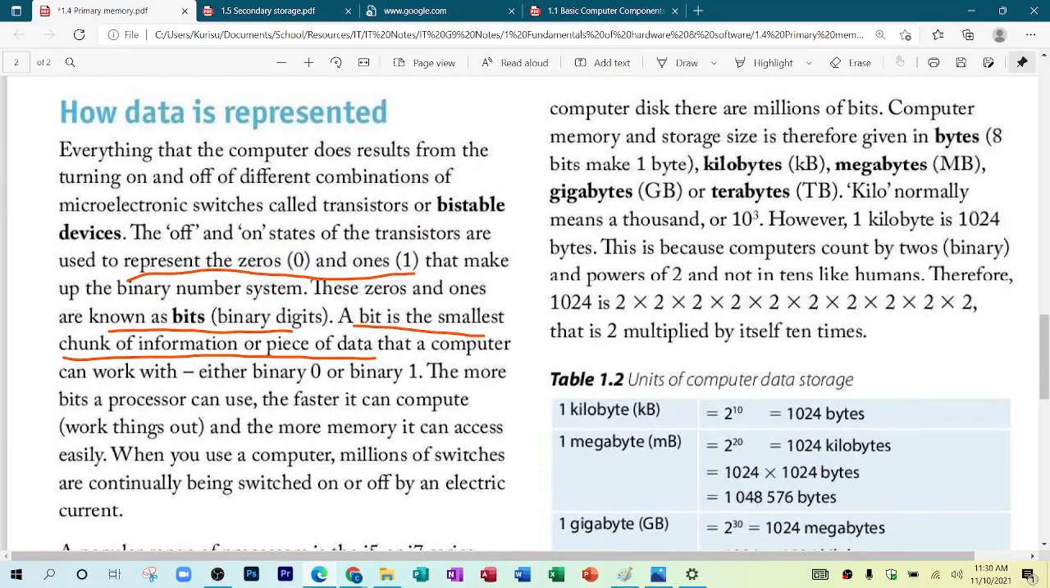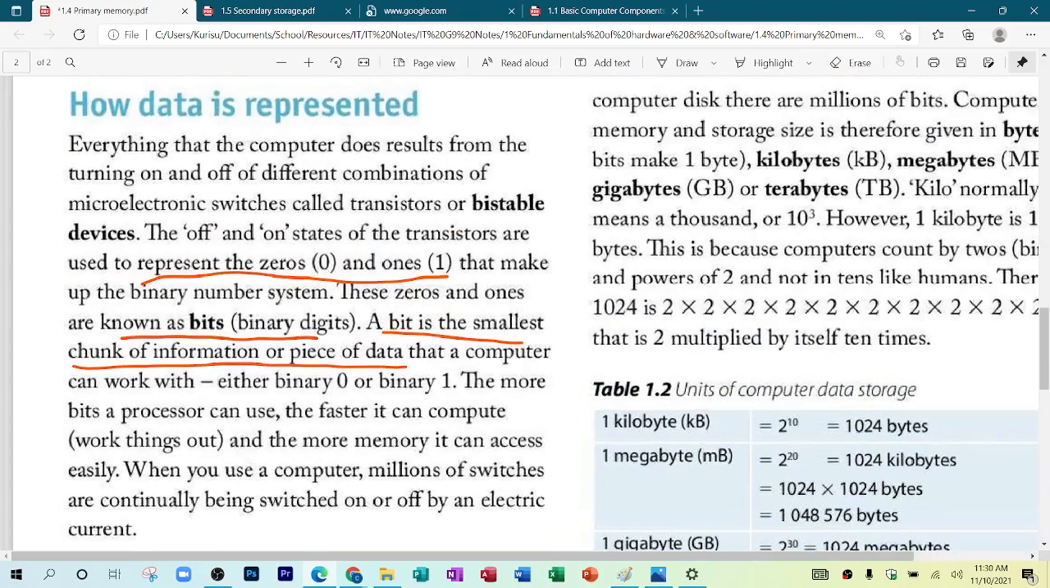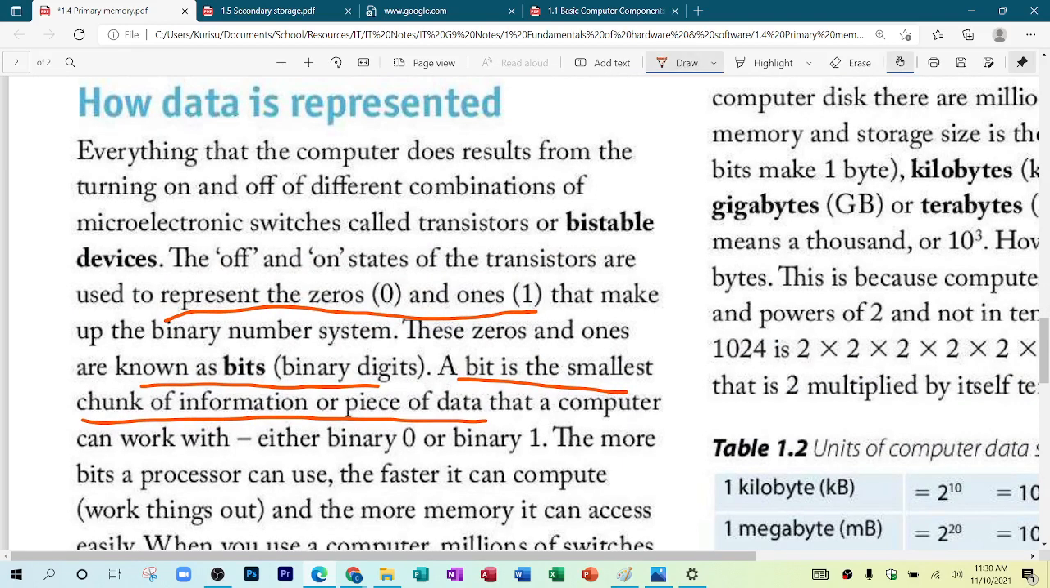So, how does your computer function? How does your computer work? Well, in a nutshell, what your computer is basically doing is turning millions of switches on and off constantly. That's how your computer is basically working fundamentally at a very low level of understanding. It's basically turning switches on and off constantly. And these switches, we call them transistors or bistable devices. The word bistable basically means there's two states, either on state or off state.